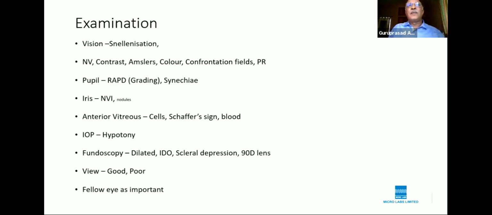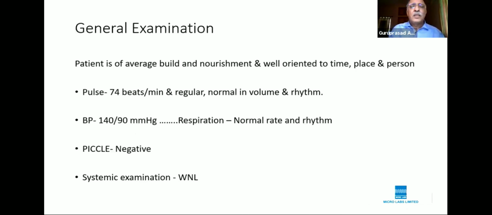And fellow eye examination is also important. If the examiner gives you the option of examining the other eye, please grab it and examine the other eye, because that will give you a lot of information about the diagnosis. For example, in a case of vitreous hemorrhage, you're not able to see anything. If you examine the other eye, there might be some clue about the diagnosis of the eye in question.